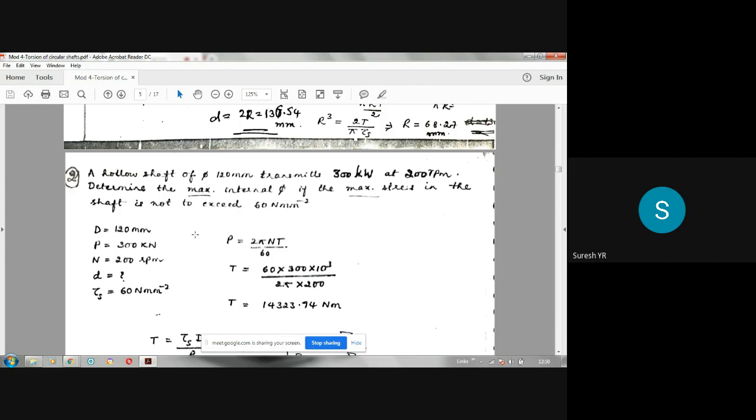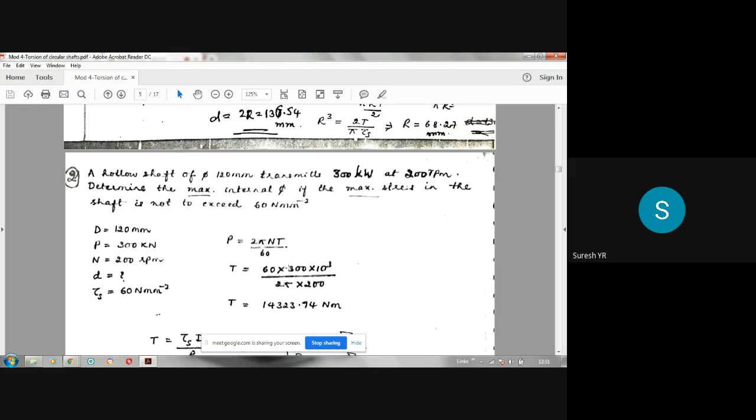Now we have to use the formula for power. Since power is given, P is equal to 2 pi N T by 60. This formula you have to use. From this formula, you get the value of T first. If you want T, T is equal to 60 into P divided by 2 pi N. P has to be expressed in watts. 300 kilowatt means it is 300 into 10 cube watts.